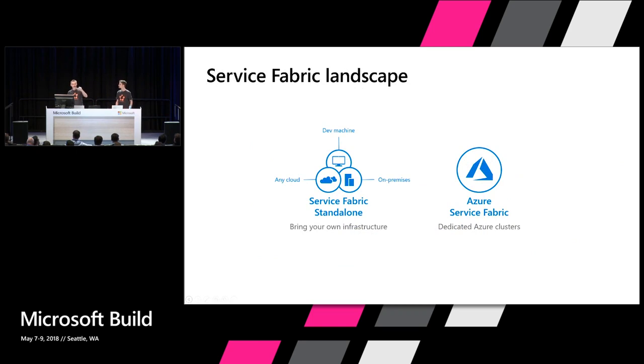So when you look at the landscape of Service Fabric, there are 2 products that we have today. There is the on-premise product that we call Service Fabric Standalone. You can take this, install it on a set of machines, network them together, and run one PowerShell command. In under a minute, you've got a network cluster of machines running.